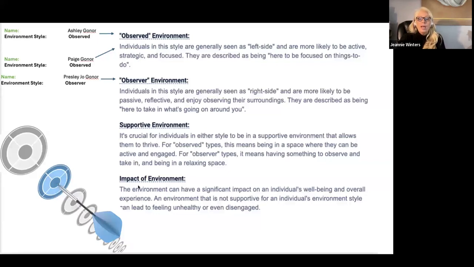So, the impact of environment: the environment can have a significant impact on individuals' well-being and overall experience. An environment that is not supportive for an individual's environment style can lead to feeling unhealthy or even disengaged. This is important when you're moving somewhere, not just vacation, because vacation is temporary. If you were going to move to another location, you would need to take into consideration who else is in the family. That's what a lot of people don't do.